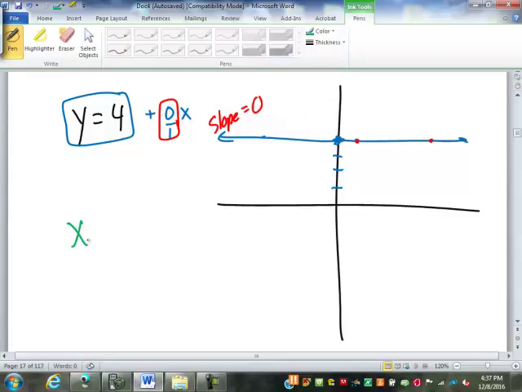How about this line? X equals 3. Well, if y equals 4 is a flat line, a horizontal line at 4 on the y-axis, what do you think x equals 3 is? X equals 3 right there. And every point above it or below it, x equals 3. So x equals a number is a vertical line at whatever that number is. What do you think the slope of that line is?